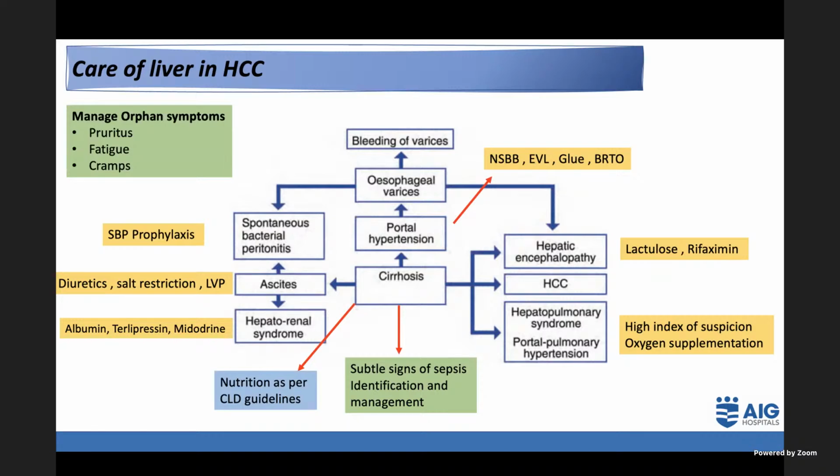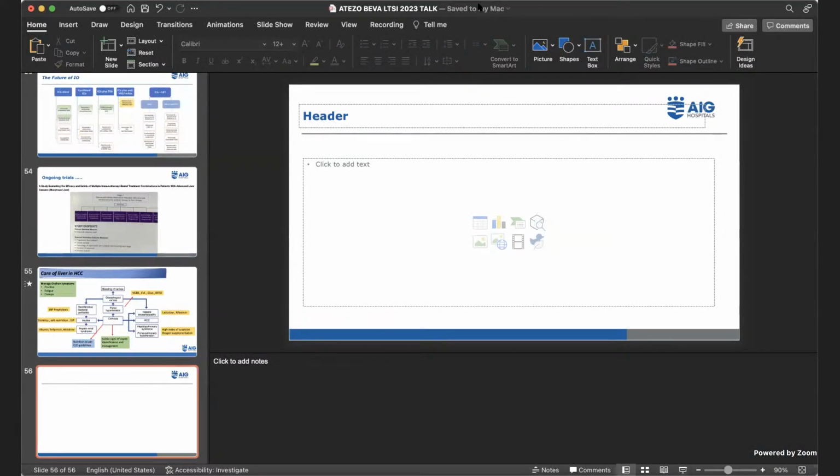These patients will have a lot of orphan syndromes. They will be having fatigue, cramps, pruritus. We should see if we can help them in any way. With this, I would end my talk, and if there are any questions, we can take them in the end.